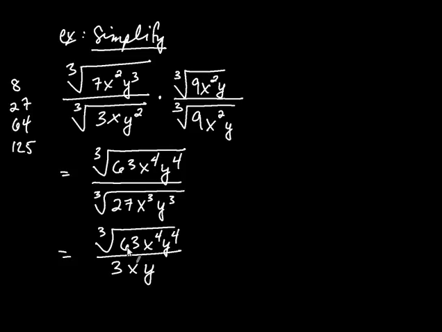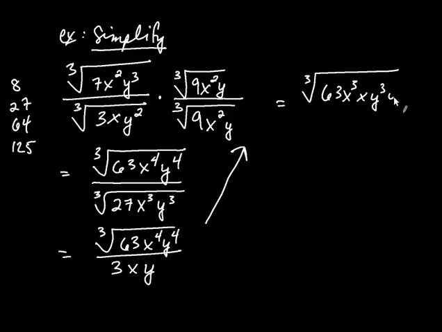There is no factor of 63 that's a perfect cube. So 63 can remain as it is, but x to the fourth I'm going to write as x cubed times x, and y to the fourth as y cubed times y. So let's write all that way up here. So it's going to become the cube root of 63, x cubed times x, and y cubed times y, over that denominator, which is 3xy.